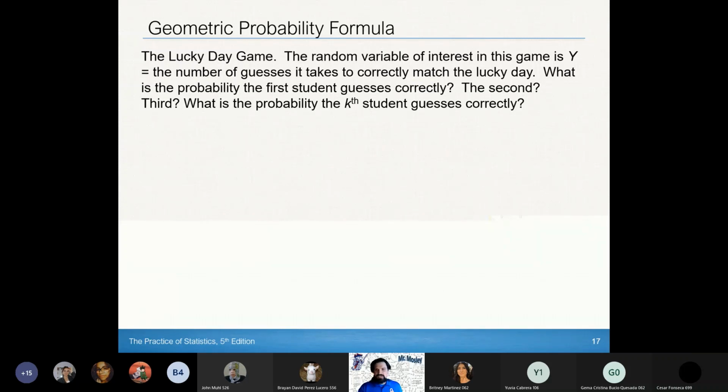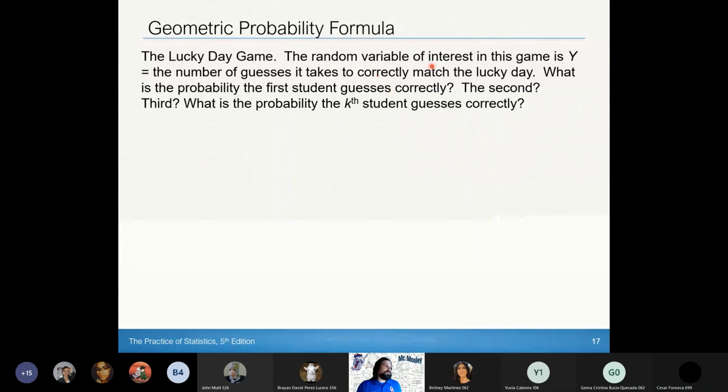If the student picks the correct day, the class will only have 1 homework problem. If the student picks wrong, the teacher will select another random student who will then choose another random day of the week, and the teacher will then randomly choose another lucky day. If the guess is correct, then the class will have 2 homework problems. This game continues until a student correctly guesses the lucky day. The teacher will assign a number of homework problems equal to the total number of guesses made by members of the class. So that's the context of this game.